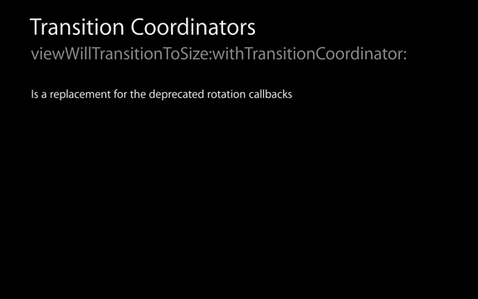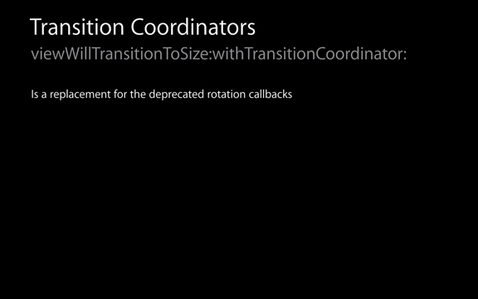So all of those rotation callbacks can be replaced with this more general notion of view will transition to size with transition coordinator. I talked about setting the preferred content size and that you get this notification. So if your widget in the notification center wants to request to be displayed in a slightly larger space or smaller space, this API will be called on your widget so that you can animate alongside or run some code that executes after the resizing has taken place.